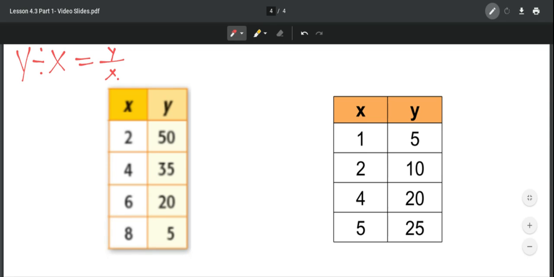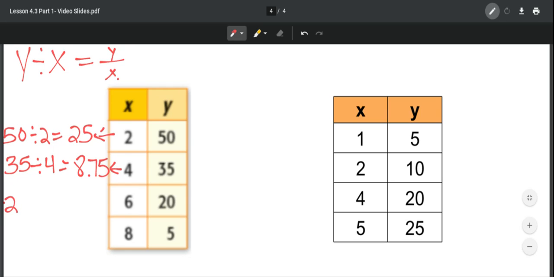When I divide Y by X in the first row, 50 divided by 2 equals 25. 35 divided by 4 gives us 8.75. Already, we can infer that this table does not represent a proportional relationship. But let us continue to further prove it.